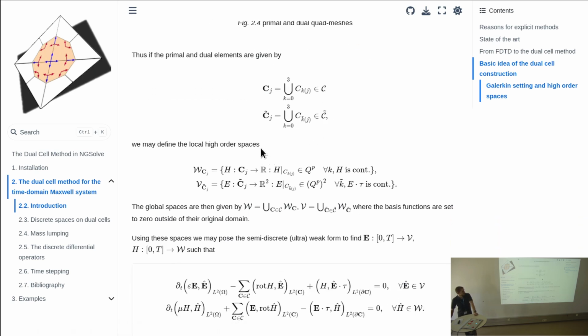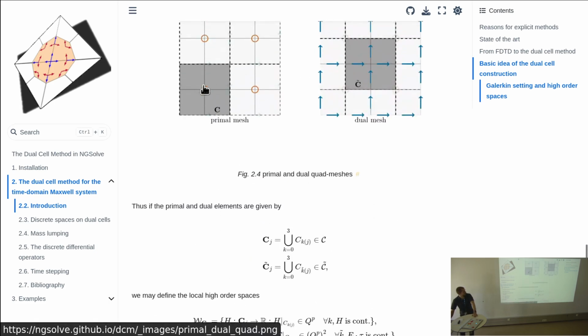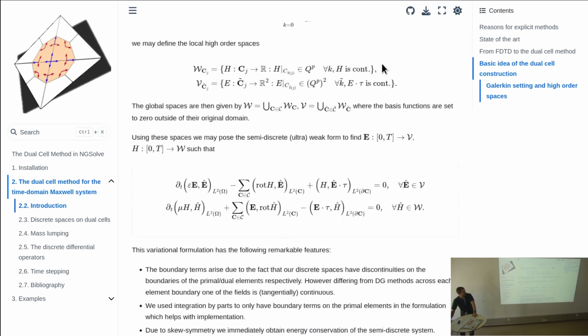Using these cells I may define local high order spaces which should be conforming on each either primal or dual element. So in my case, I took the scalar space as conforming on the primal element and the vectorial space as conforming on the dual element. And then naturally, since these functions are conforming on the elements, but non-conforming over element boundaries, either primal or dual, their derivatives will be distributional. So if we go over to the weak formulation corresponding to these ansatz functions, we get these jump terms here.